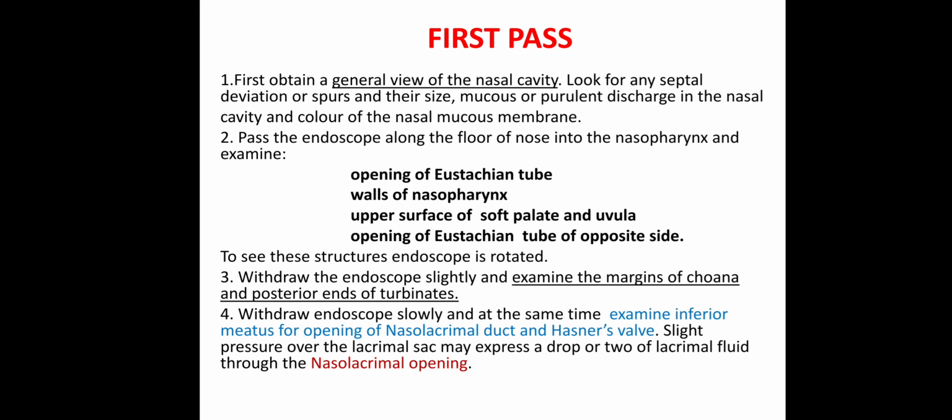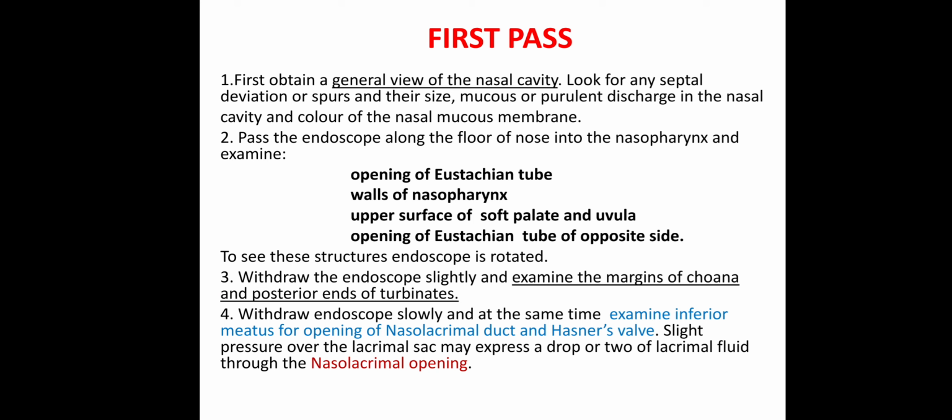First pass. First, obtain a general view of the nasal cavity. Look for any septal deviation or spurs and their size, mucus or purulent discharge in the nasal cavity and color of the nasal mucous membrane. Pass the endoscope along the floor of the nose into the nasopharynx and examine the opening of the eustachian tube, walls of the nasopharynx, upper surface of the soft palate and uvula, and the opening of the eustachian tube of the opposite side. To see these structures, the endoscope is rotated.